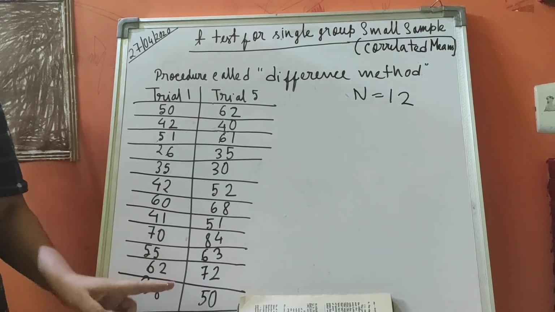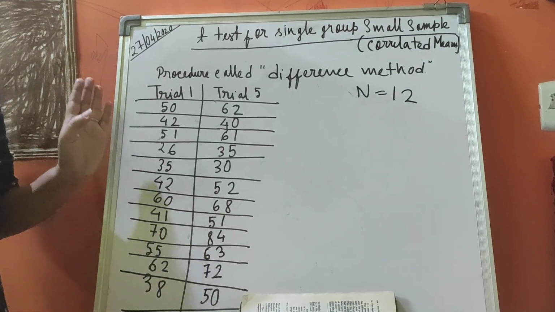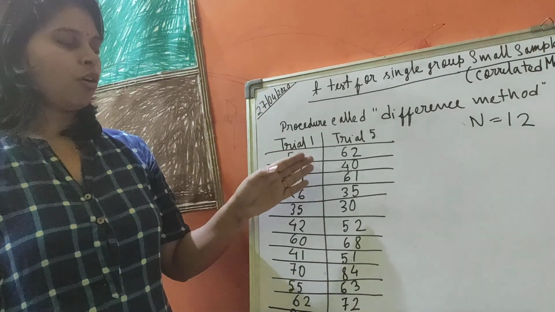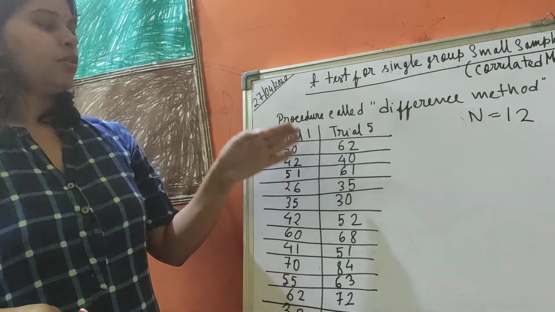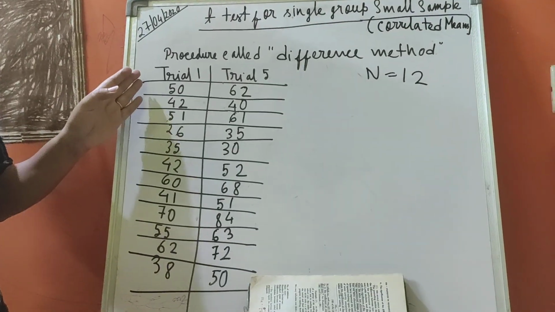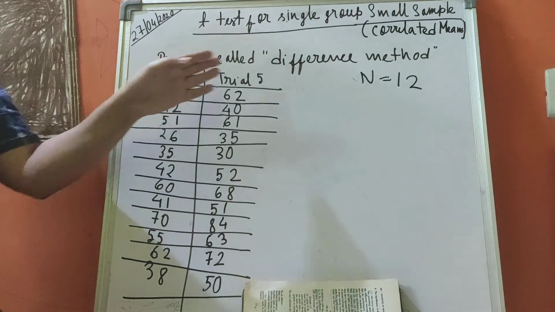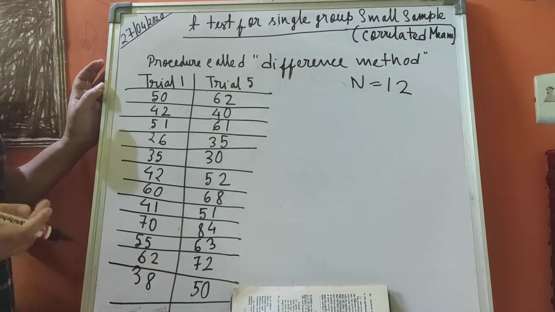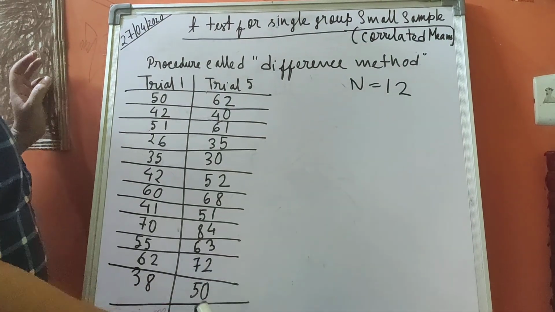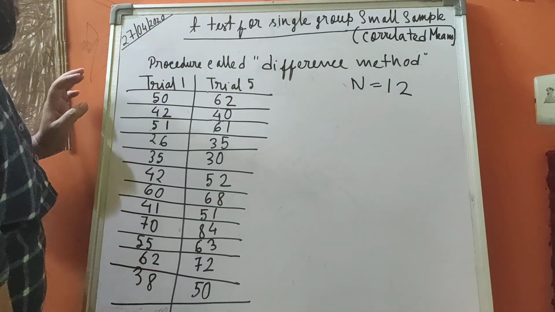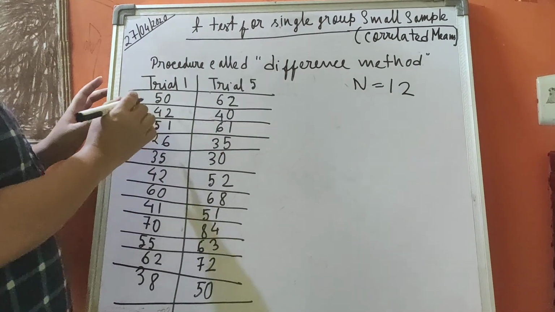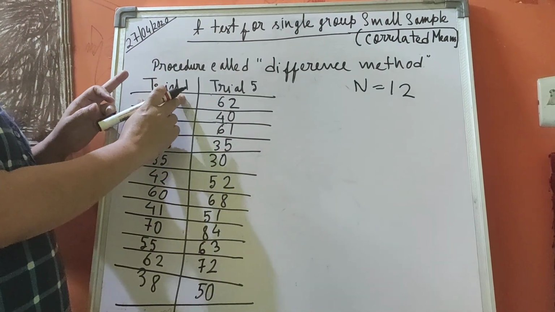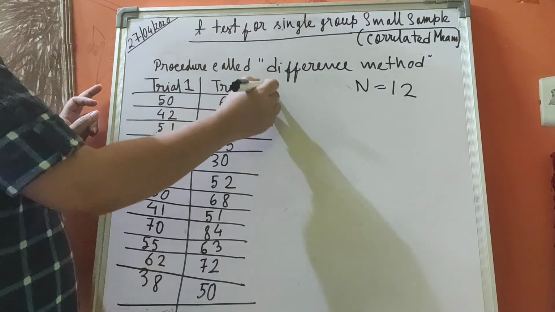So we want to find out whether there is a significant increase in the mean of trial 5 compared with trial 1. So here we can go by a process called difference method. What we will do here, we will first find out the difference. Before finding out the mean, we will find out the difference between the scores obtained by the single person in this initial trial, which is trial 1, and trial 5.